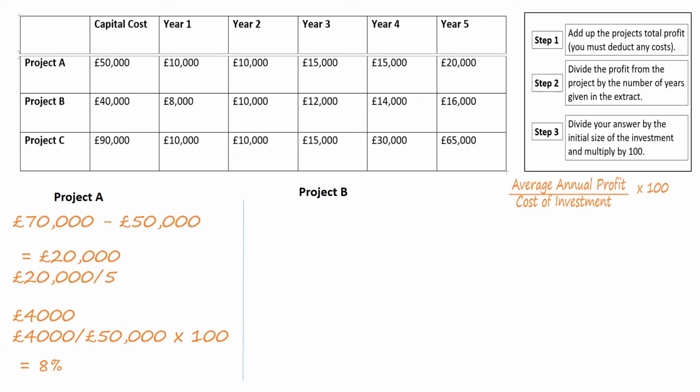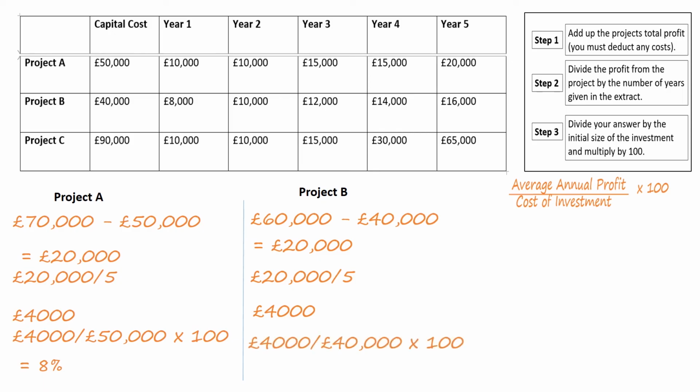Project B. Total profits for project B are £60,000, and we can see that the capital cost is £40,000. That gives us £20,000 remaining. £20,000 divided by the 5 years gives us £4,000. And we need to input that information now into the formula. So that's £4,000 divided by £40,000, times that by 100, and that gives us 10%.